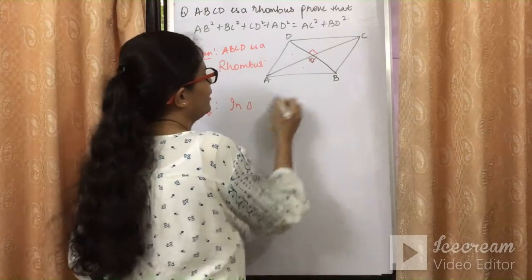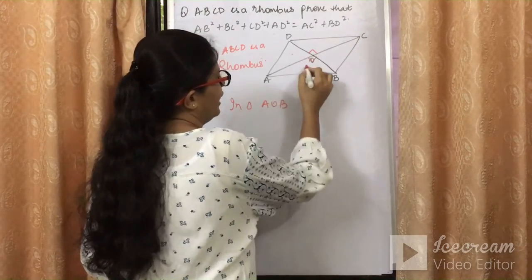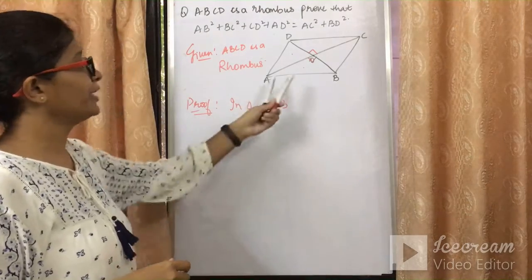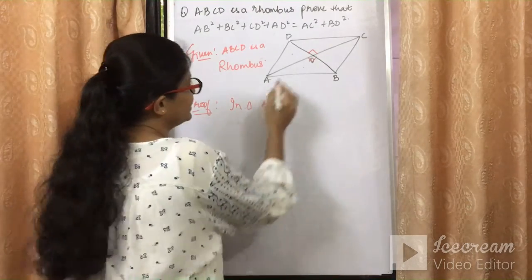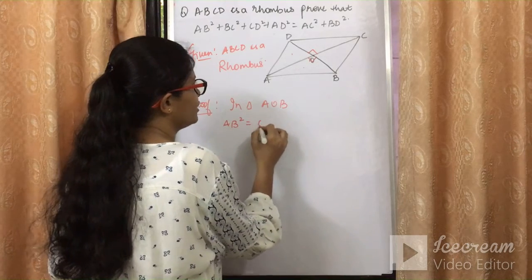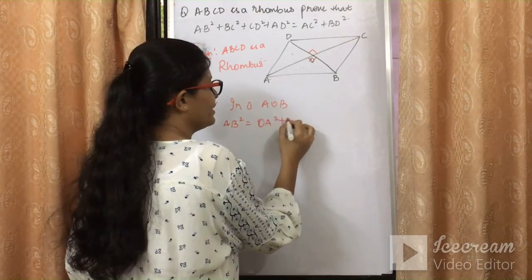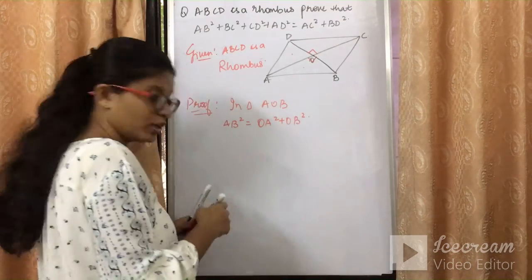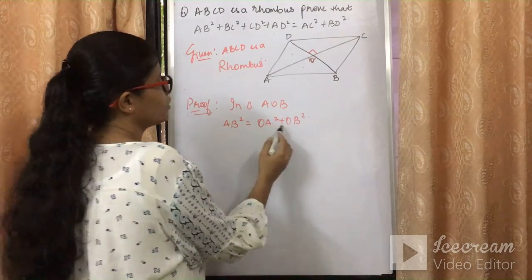In triangle, एक ही triangle ले लेंगे AOB. एक triangle में क्या करेंगे? We will be putting Pythagoras theorem to it. Pythagoras theorem लगाया इसके अंदर, so you can say what is hypotenuse AB square is equals to OA square plus OB square, isn't it?